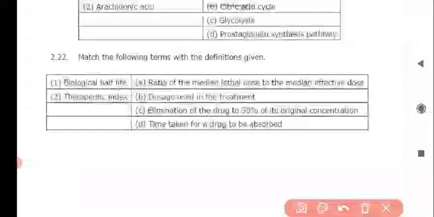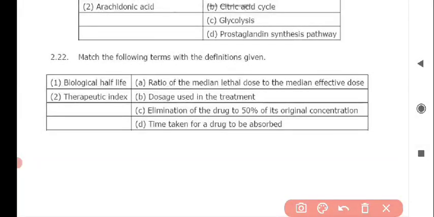Now next question is match the following terms with the definitions given. For the first option, that is biological half-life, the correct answer is option C, that is the elimination of the drug to 50% of its original concentration. And the next option is therapeutic index, and for this the correct answer is option A, that is ratio of lethal dose to effective dose.